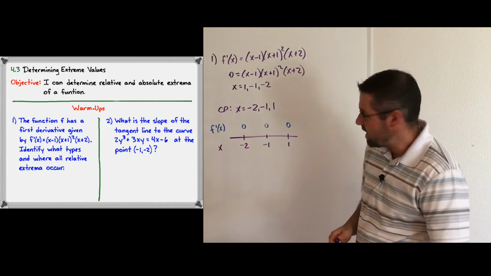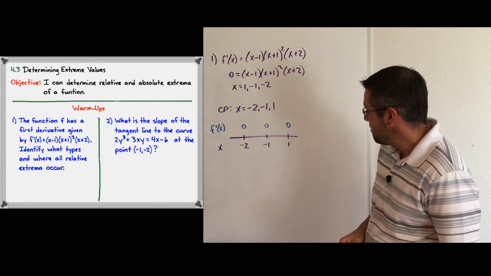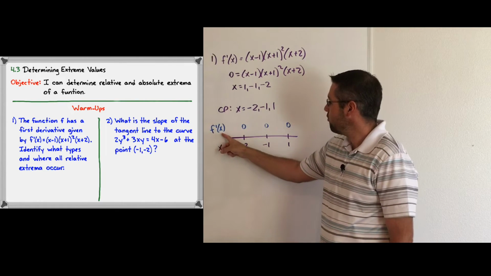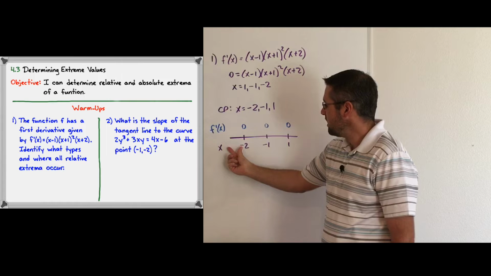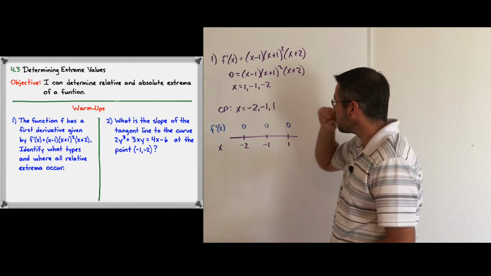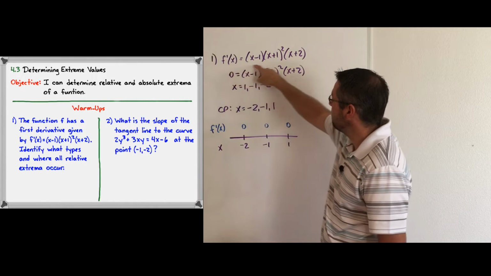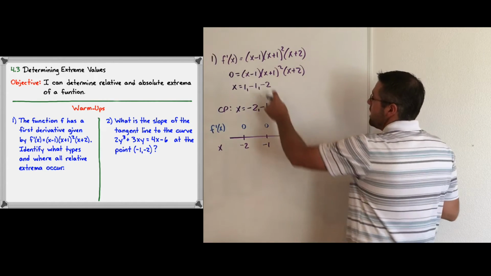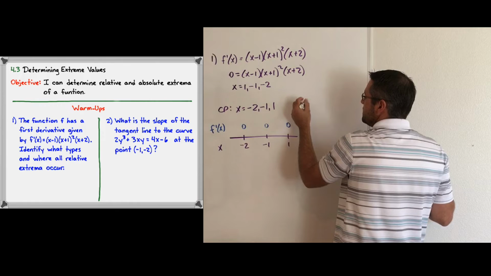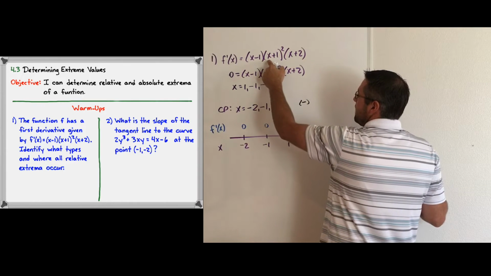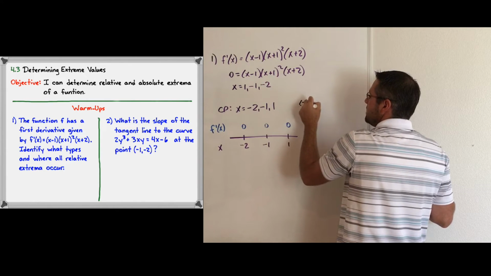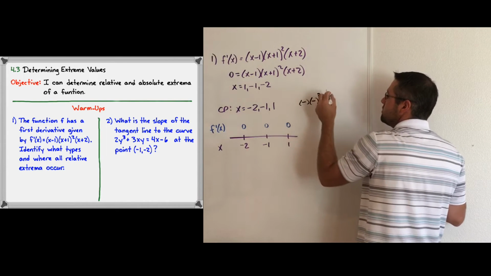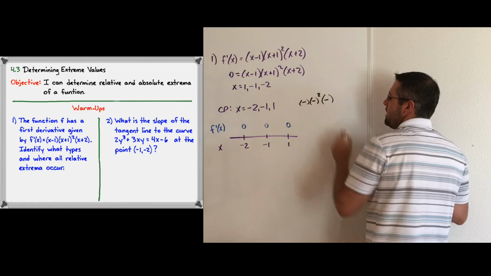And the way we did that is we plugged in values that are less than negative 2 into our f prime function here. So if I plug in, let's say, negative 3 into our f prime function, I'll just put a little notation here. Negative 3 minus 1 is a negative. Negative 3 plus 1 is a negative, and then we're squaring it. And then negative 3 plus 2 is also a negative.